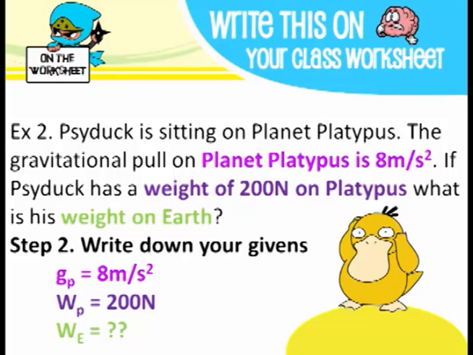Alright, so when you write down those givens, I have gP, so gravity on Platypus, is 8 meters per second squared. WP, weight on planet Platypus, is 200 newtons. And we are looking for WE, or my weight, on Earth. And again, you could be writing FE if that makes you happier instead of weight. Weight is a type of force. That's fine. That might confuse people later on when we do work, but that's cool for now.